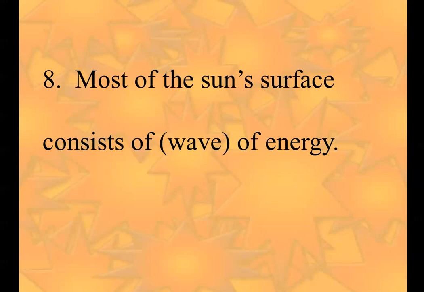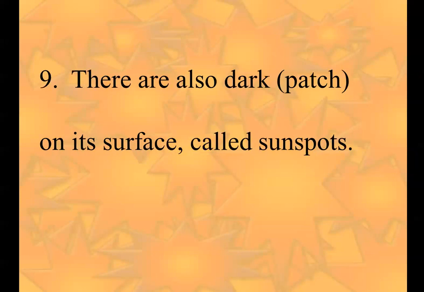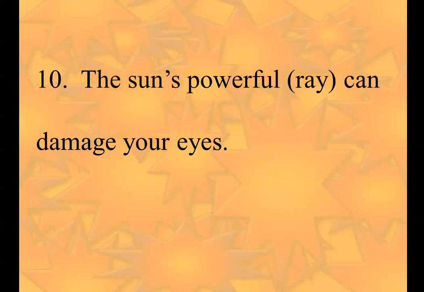Number 8, most of the sun's surface consists of waves of energy. We added s. Number 9, there are also dark patches on its surface called sunspots. We added es. And number 10, the sun's powerful rays can damage your eyes. We added s.